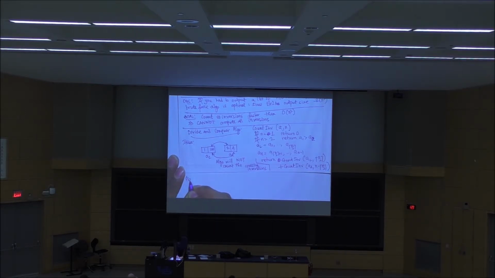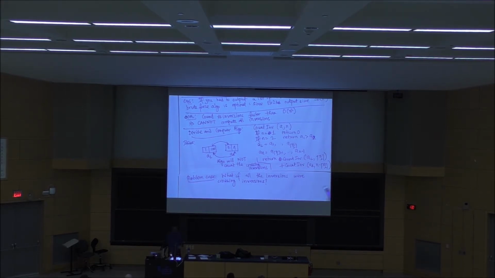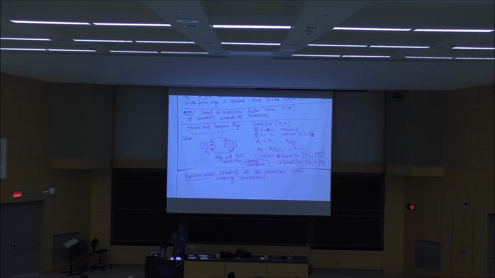So the problem case: what if all the inversions were crossing inversions? In some sense, this case is kind of the hardest instance for this flawed algorithm, which is kind of a bummer. I mean, a nice, sweet, simple algorithm, if it worked, would have been nice. But you use the analogy of, if life gives you lemons, then make lemonade. So we're going to attack this hard instance straight up, okay?